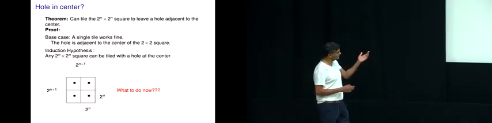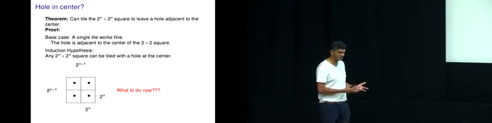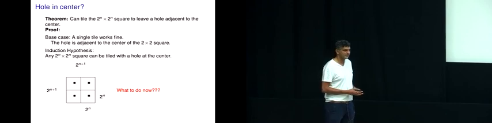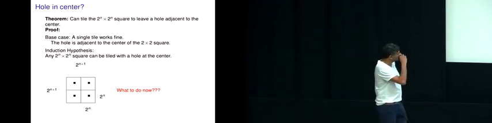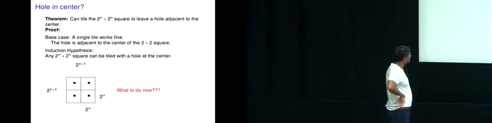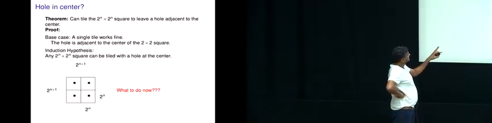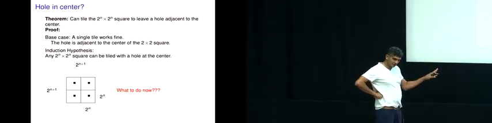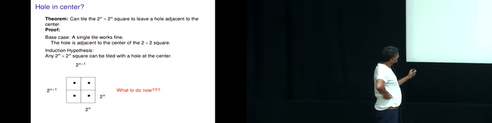Yeah, so what do we do now? Can we put in... I don't know how to proceed now. Right? Okay, so, yeah. I wanted this hole to be next to the center because that's where I wanted my tree. But inductively, it doesn't give me much help, right?